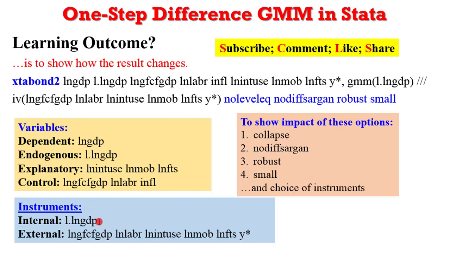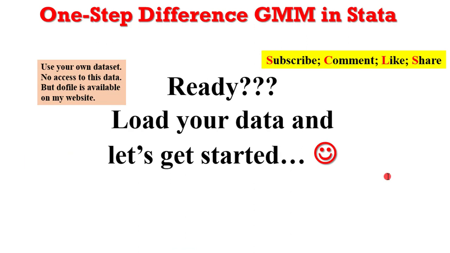Let's take a look at the instrument set. My internal instrument is a lag of the dependent variable, which is the endogenous variable. And in my external instrument set, I have 2 control variables and 3 explanatory variables plus the year dummies. So if you are ready, please load your data and let's get started.